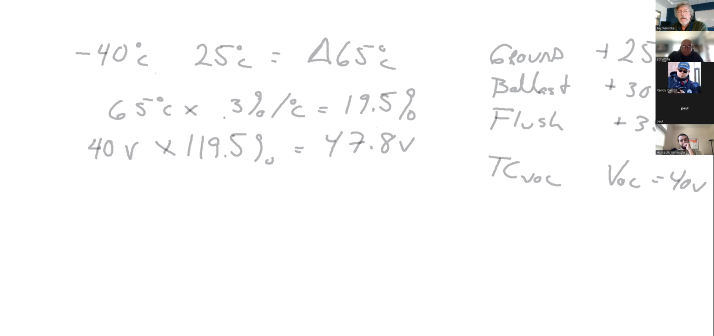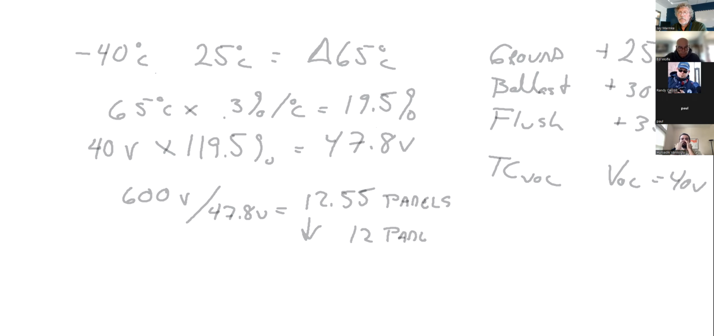Each panel would do that. Then let's say our inverter has a maximum of 600 volts. I would divide 600 volts by 47.8, and I would get 12.55. Since you can't buy part of a panel, we round it down. So 12 panels max in each string. Everybody remember that?